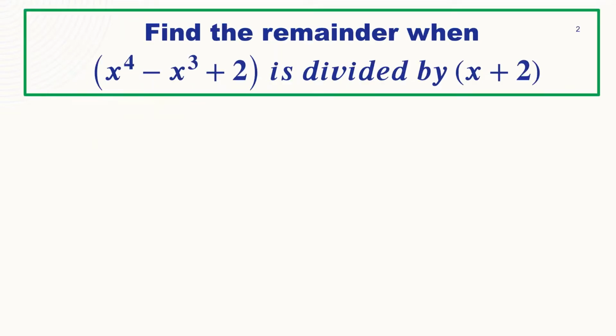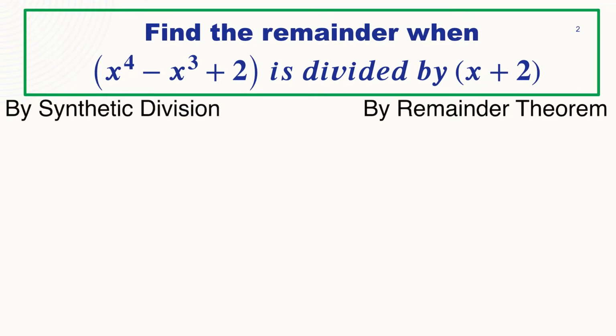Let's have the first one. Find the remainder when x raised to 4 minus x raised to 3 plus 2 is divided by x plus 2. Alright, so there are actually two ways to do this. The first one is by using synthetic division, and another one is by applying the remainder theorem. I'll be showing both so that you will have something to compare after this presentation.